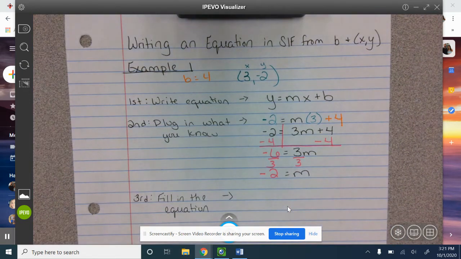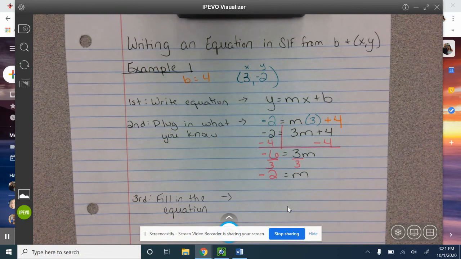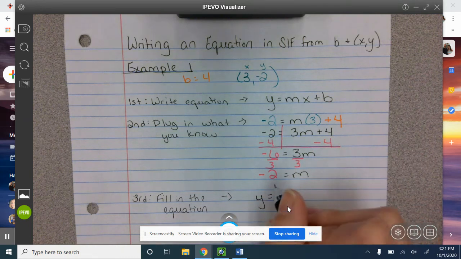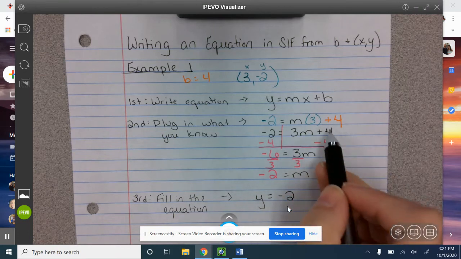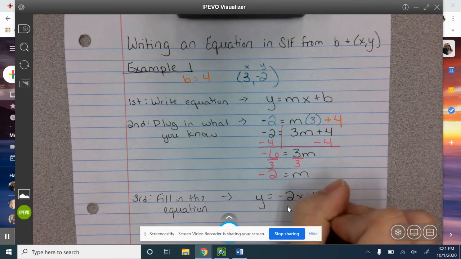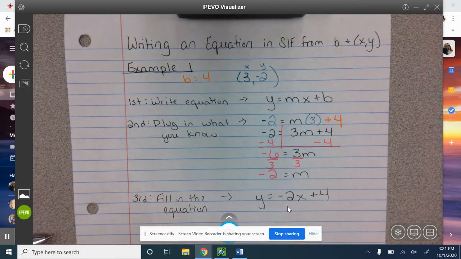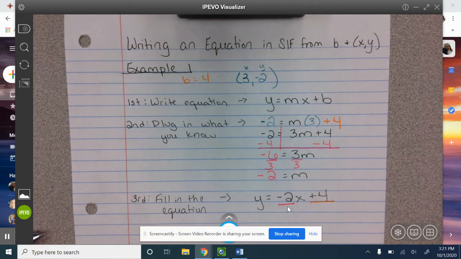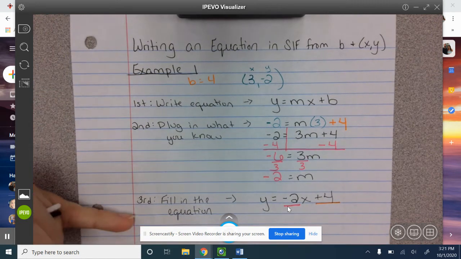So step 3, after you have found m, you already have b, we're going to plug back into the equation. So I have y equals, my m is -2, my b was +4. So -2x plus 4. And you can see, I'm going to keep the same colors for you. -2 is your slope, +4 is your y-intercept. So this is one that's just broken down step by step for you.